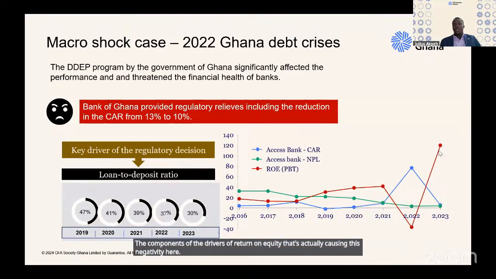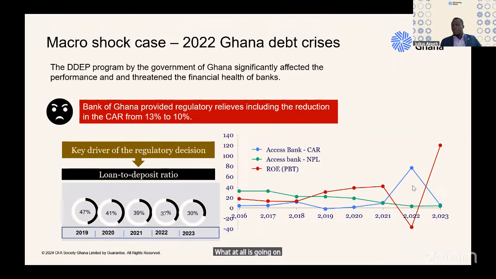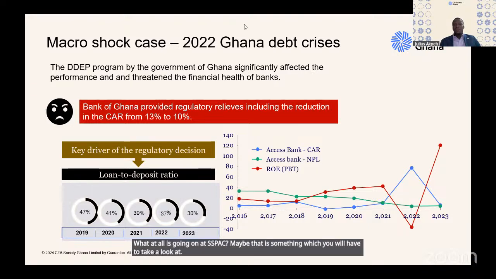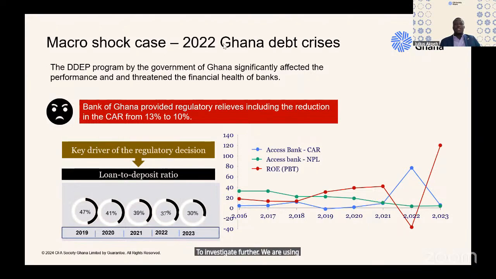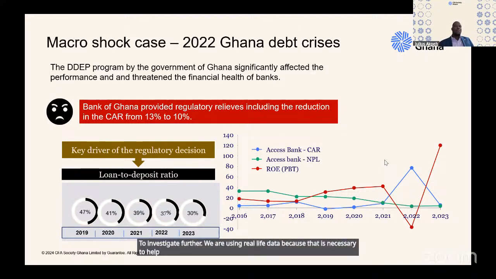Then in 2023, there is a significant increase in return on equity, a spike, but that came at the cost of the capital adequacy ratio significantly dropping almost to zero. What at all is going on at Access Bank? Maybe that is something you will have to take a look at to investigate further. We are using real life data because that is necessary to help us understand what's happening rather than just seeing a lot of theory. So every figure you see on the board here is a real life figure. It's something from the industry to look at.